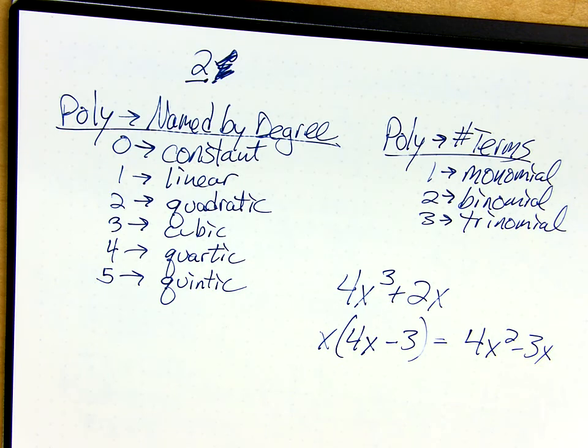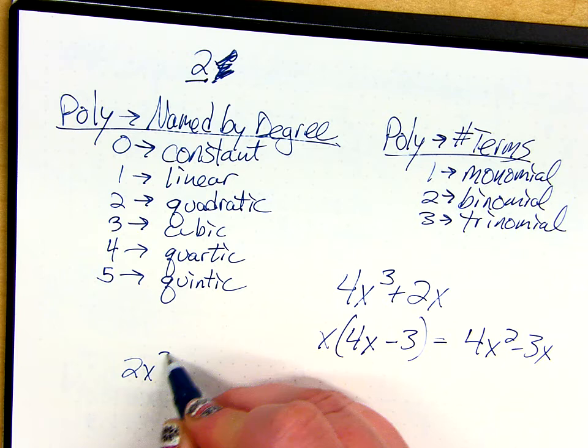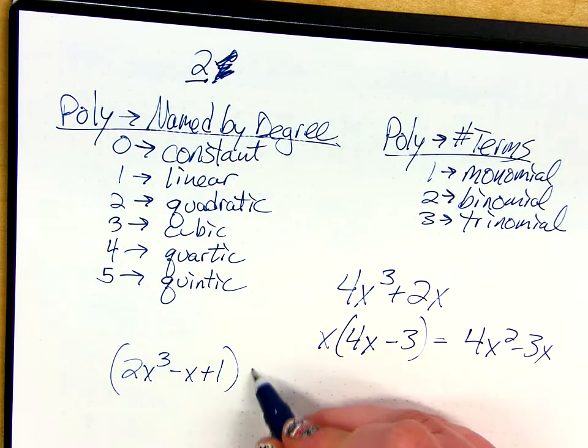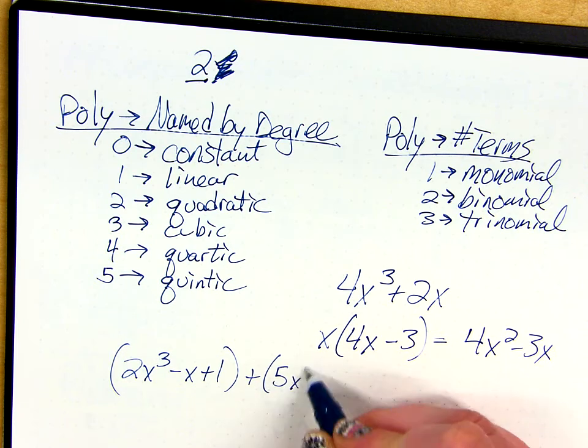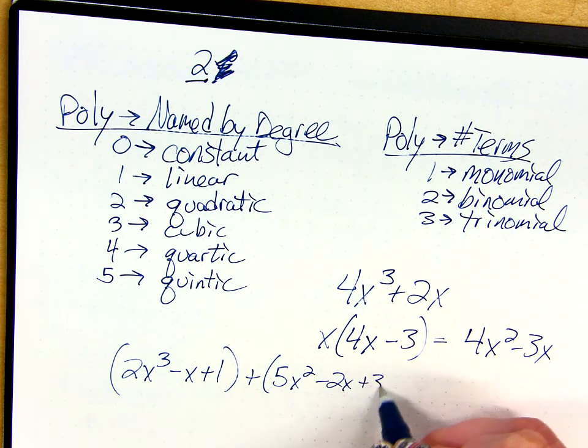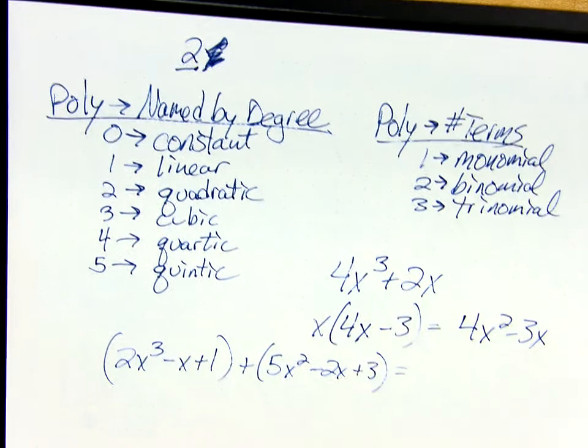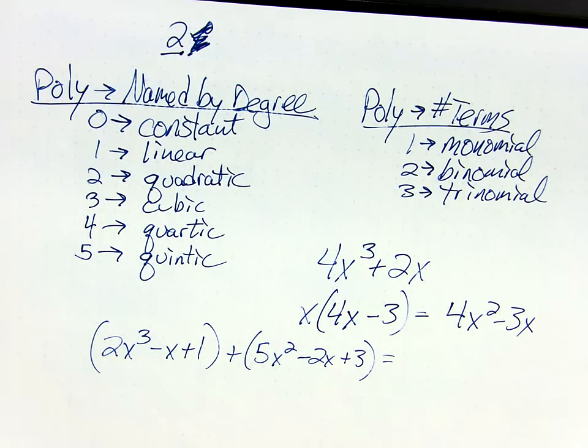And then really the rest of this chapter was just doing operations with polynomials. So for example, you might have 2x to the third minus x plus 1, and then I might ask you to add that to 5x squared minus 2x plus 3. Something like that. Are you trying it? Which one are we trying? Right here. Add those two together.